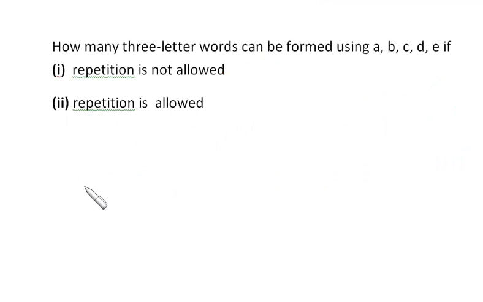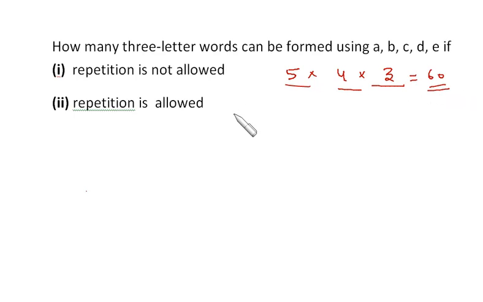Now let's see this question. How many 3 letters word can be formed using A, B, C, D and E if repetition is not allowed? Now we have 3 places to be filled up, 1, 2 and 3. For the first place we have 5 choices, right? But we don't want the repetition. So for the second place we have 4 choices and for the third place we have 3 choices, right? So in all 60 words can be formed.